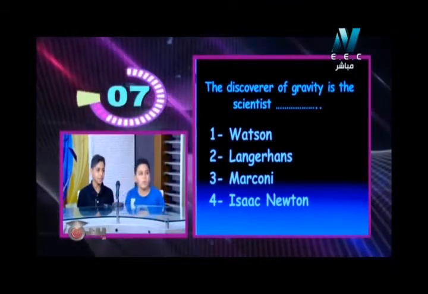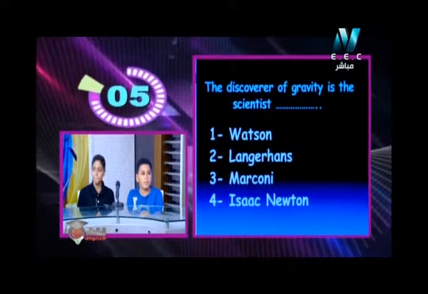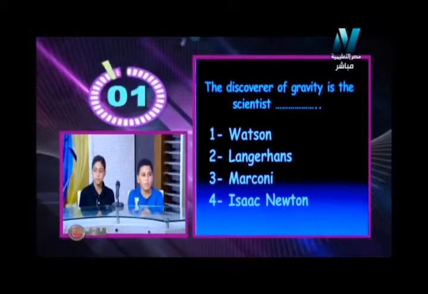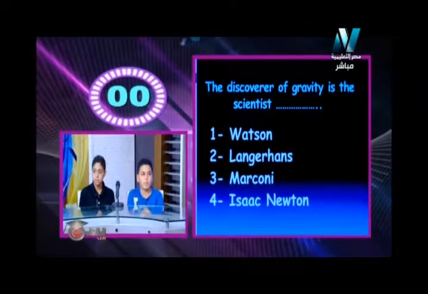Isaac Newton. You answered before the timer. Wait, Mirola, why are you in a rush? Don't be in a rush, okay? So again, the question says the discoverer of gravity is the scientist Isaac Newton. It is indeed Isaac Newton, bravo. So the first team will have 2 points now. The second team still has 1 point.